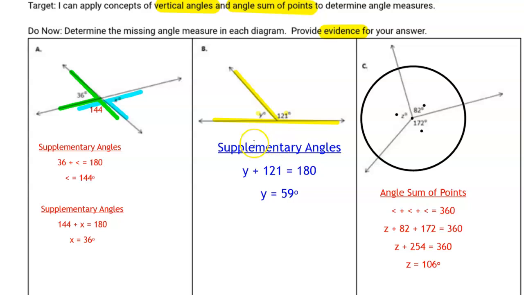Alright, you'll see just like in previous examples, I wrote down the concept or the formula or theorem that I was using, angle sum of points. I wrote down a bare bones formula for it, and then I substituted in the stuff that I knew. Then I was able to solve that z is equal to 106 degrees.